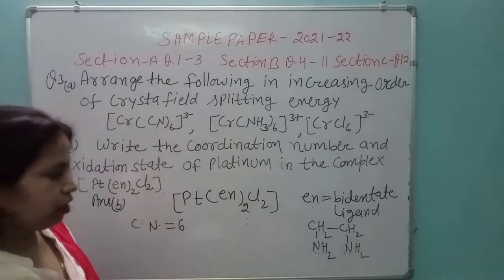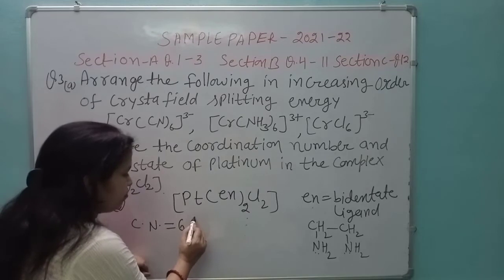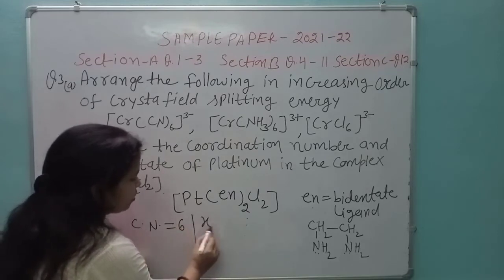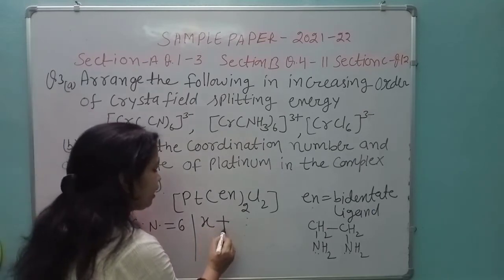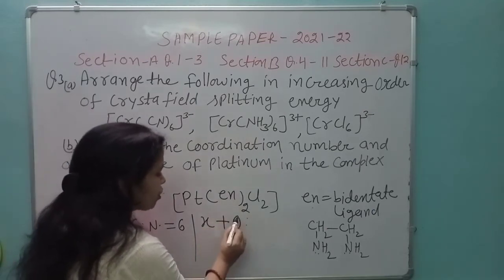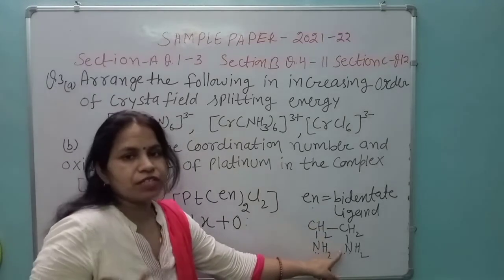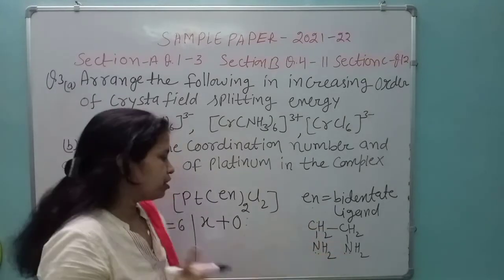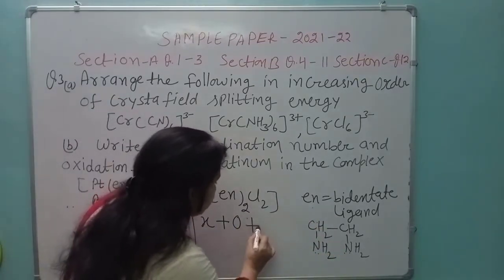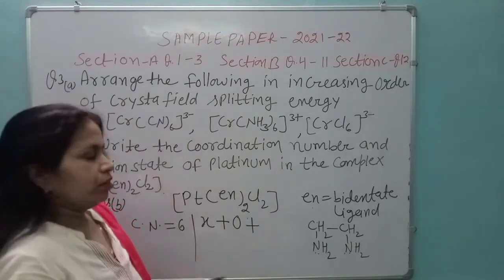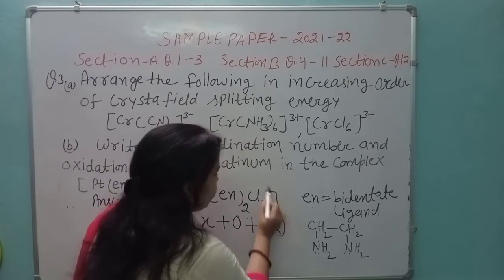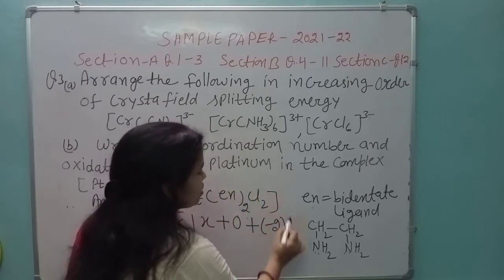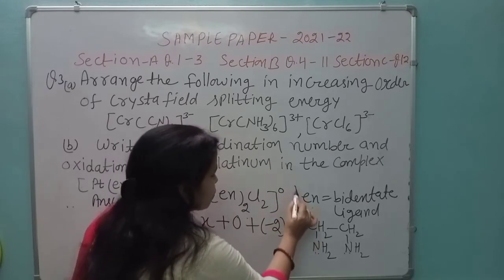Now let's see the oxidation state. How to calculate the oxidation state? Suppose platinum is X. Ethylene diamine is 0, neutral, there is no charge, so its oxidation number is 0. And next, -1 for each chloride, so -2. And the whole molecule is neutral, with no charge, so equal to 0.